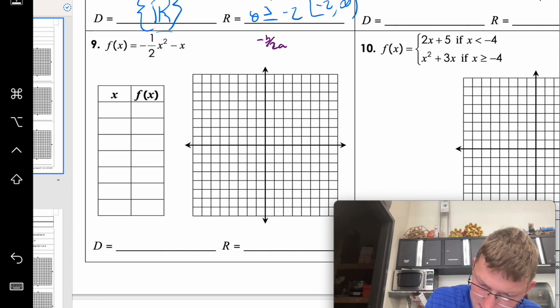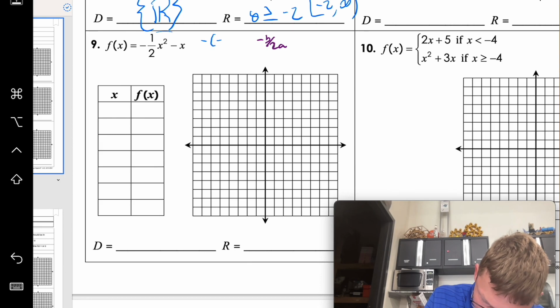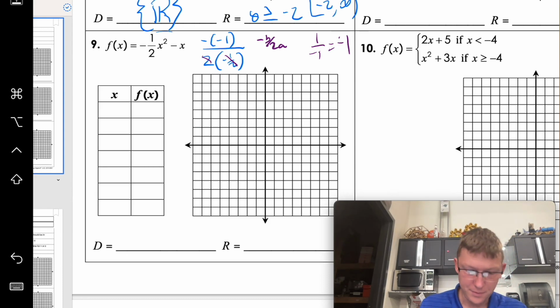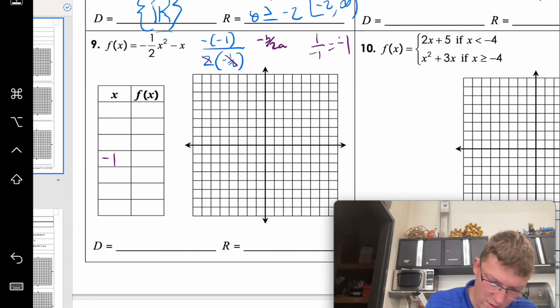So we've got -b, my b is -1, all over 2a, which I know it's a fraction, but, well, at least it cancels out, so that's fine. And then, let's see here, -1/2 times 2 is just -1. So then our vertex is going to be, looks like we got 1 over -1, which is just -1. Okay, so we're going to put -1 right there.